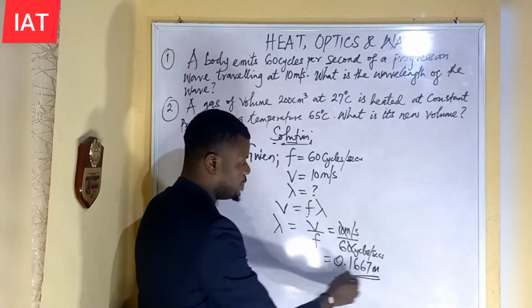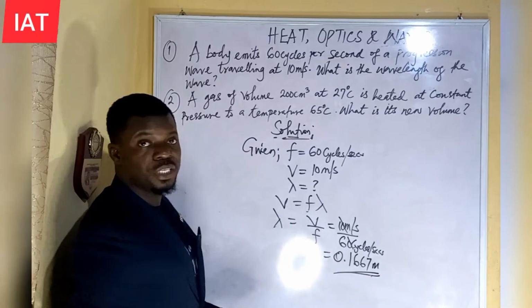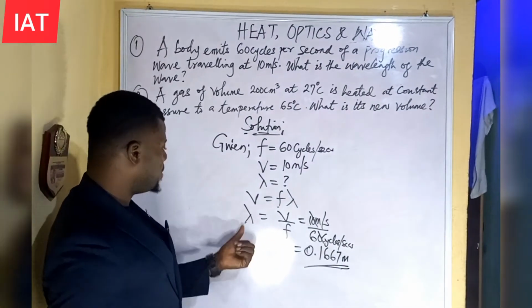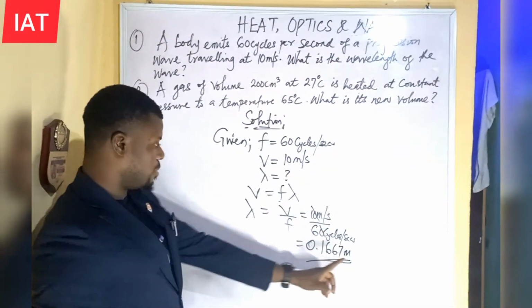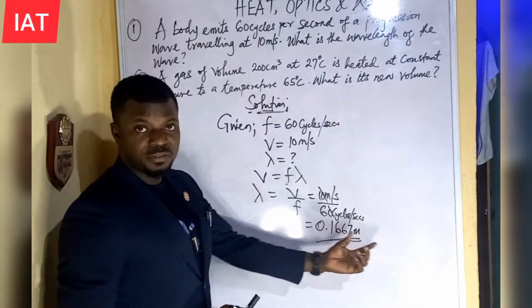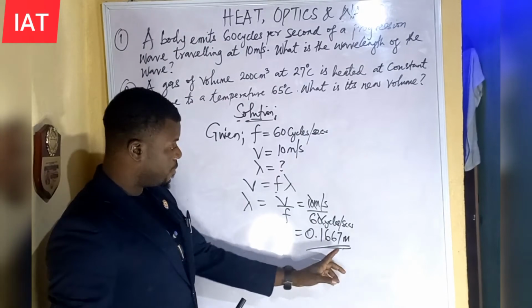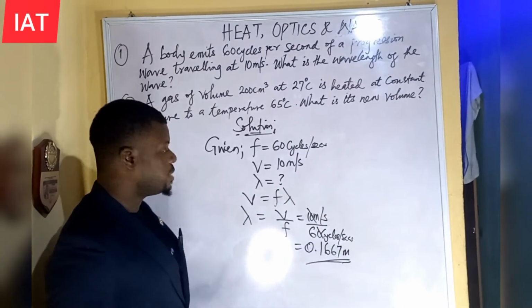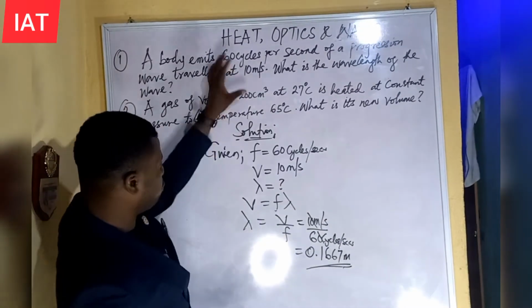If you check some of the videos we've dropped already on this, you can see that lambda is talking about wavelength, which is the distance between two successive crests or troughs, and it is measured in meters. So this is the solution to the first problem.